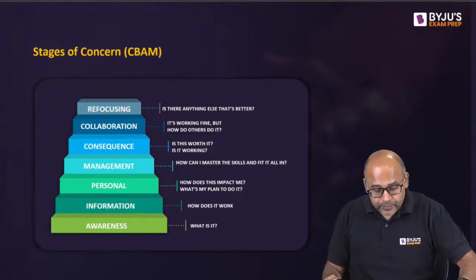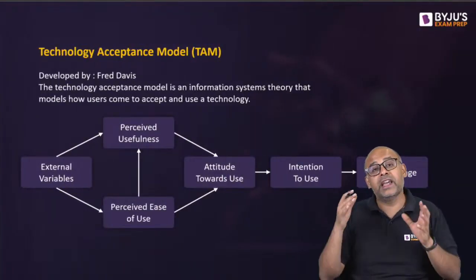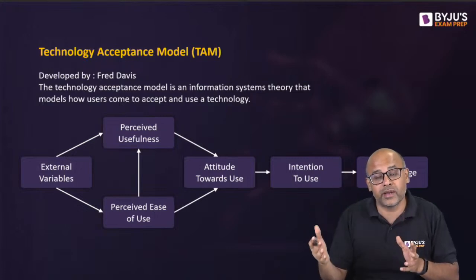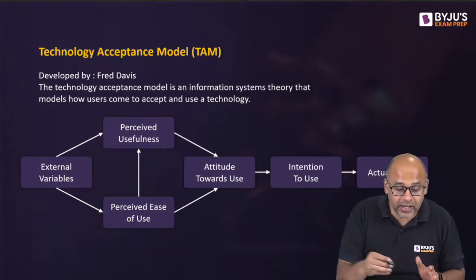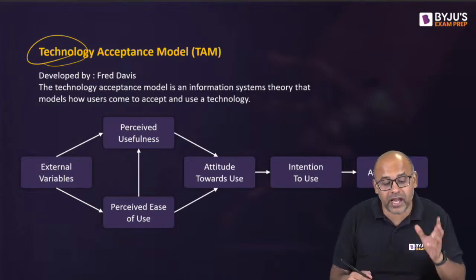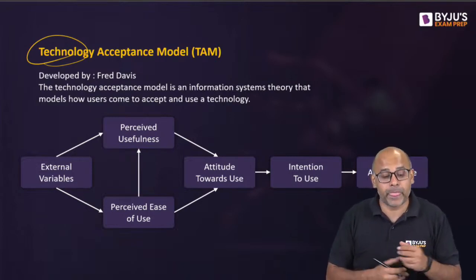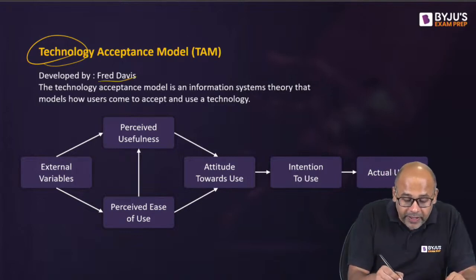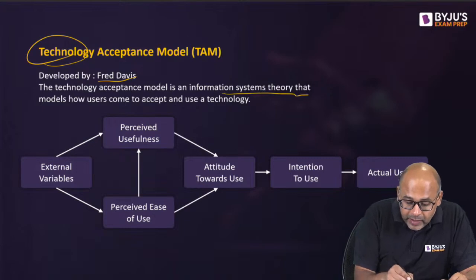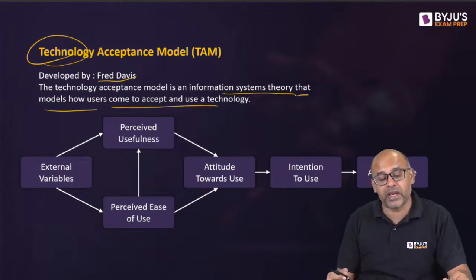The next model we have is again an acceptance model. Once again, how a model gets accepted or a technology gets accepted or an innovation gets accepted, but this time we're talking specifically in the technology domain. So it's called the Technology Acceptance Model, TAM. This was developed by Fred Davis. The technology acceptance model is an information system theory that models how users come to accept and use a technology.